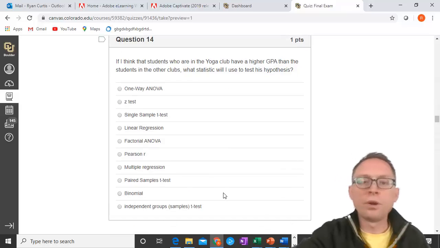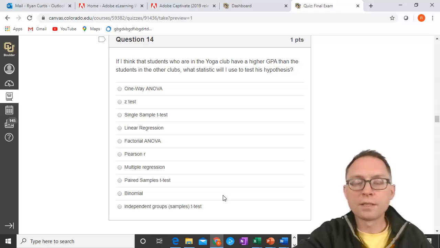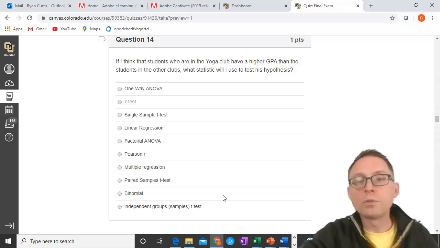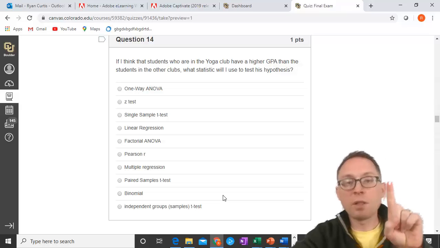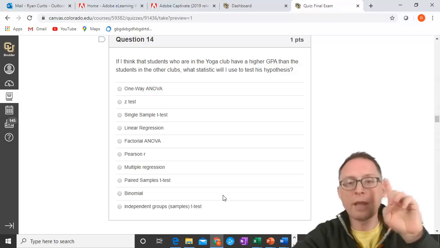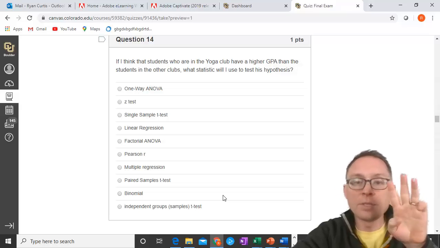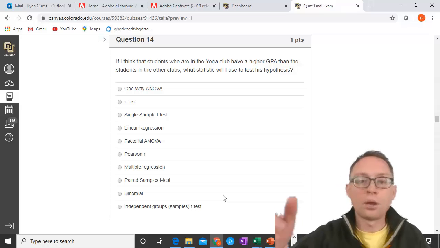I think that students who are in a yoga club have a higher GPA than students in the other clubs. What statistic will I use to test this hypothesis? All right. Students who are in the yoga club have a higher GPA than the students in the other clubs. Well, if you look at that variable of club, you will see that there's the basket weaving club, the chess club, and the yoga club. Those are 3 categories in one categorical variable. So 3 levels of the categorical variable. And the outcome is GPA, that's continuous. So I have one factor, one independent variable with 3 levels on a continuous variable.